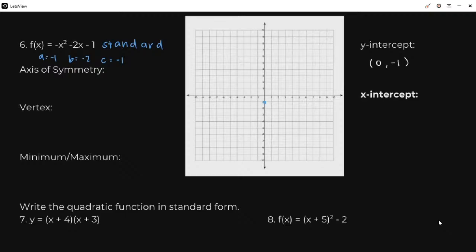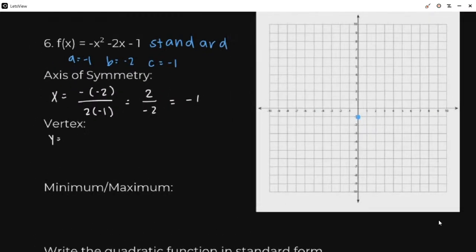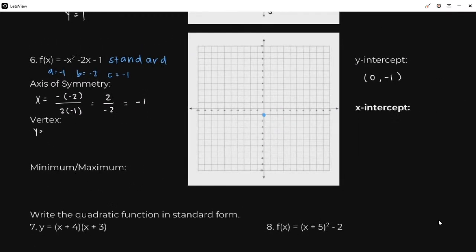For the axis of symmetry, that's going to be negative b over 2a. So that's 2 over negative 2, which means the axis of symmetry is going to be at x equals negative 1. So now we have to plug that in. Oh, here, I'll graph it first. It'll be right here.